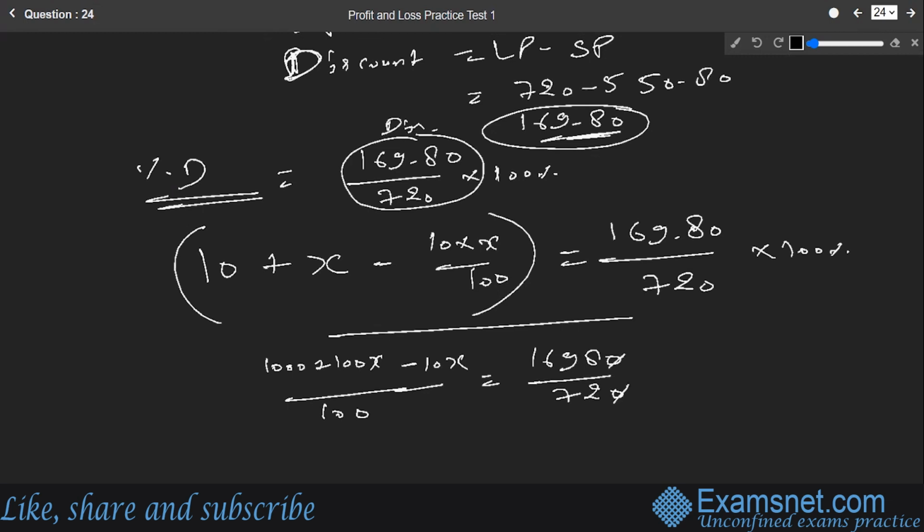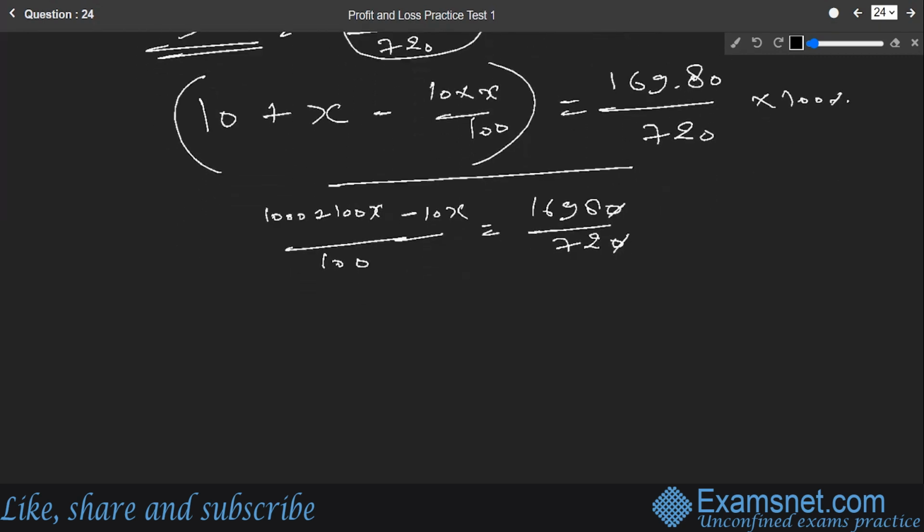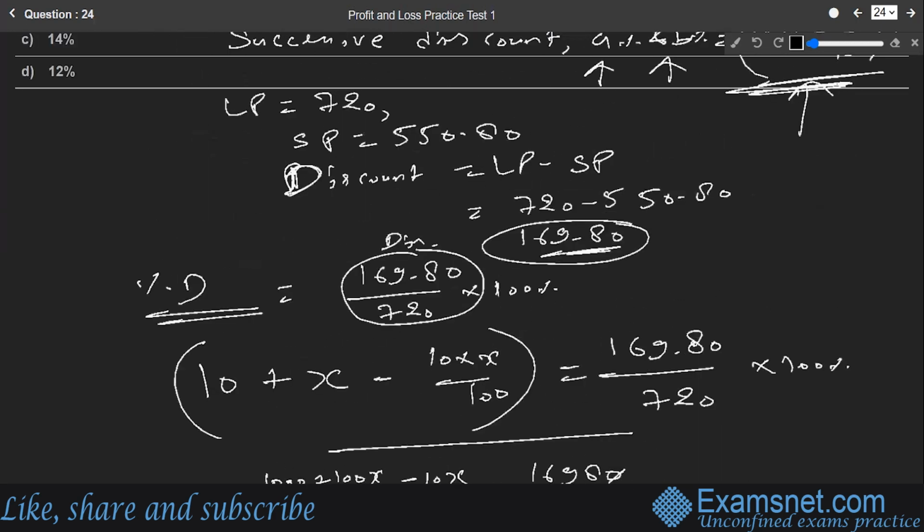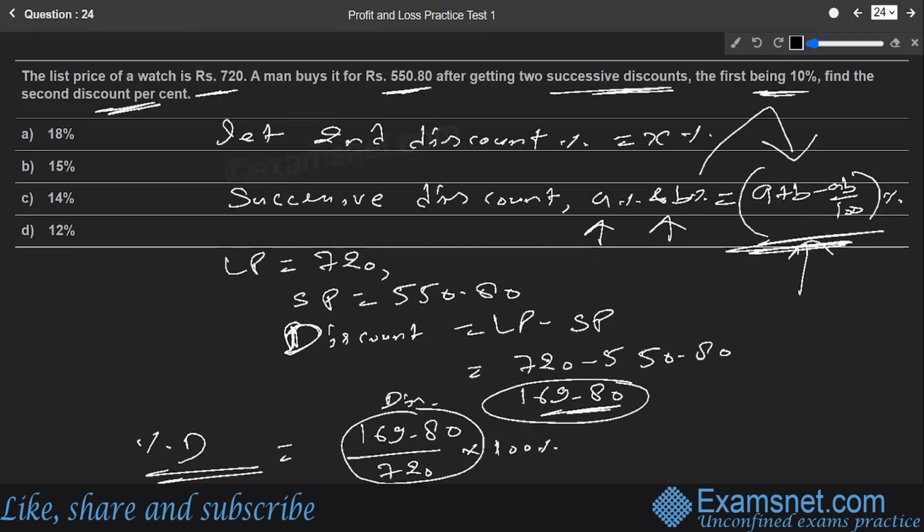We can cut down these things as much as possible. So the final value comes out to be 1000 plus 90x by 100 is equal to 1698 by 72. Solving this further, the ultimate x value comes out to be 100 minus 85, that is nothing but 15%. So after giving a discount of 10%, the merchant needs to give an additional 15%. Then only the price of 720 would come down to 550.80. So the right answer is option B, 15%.